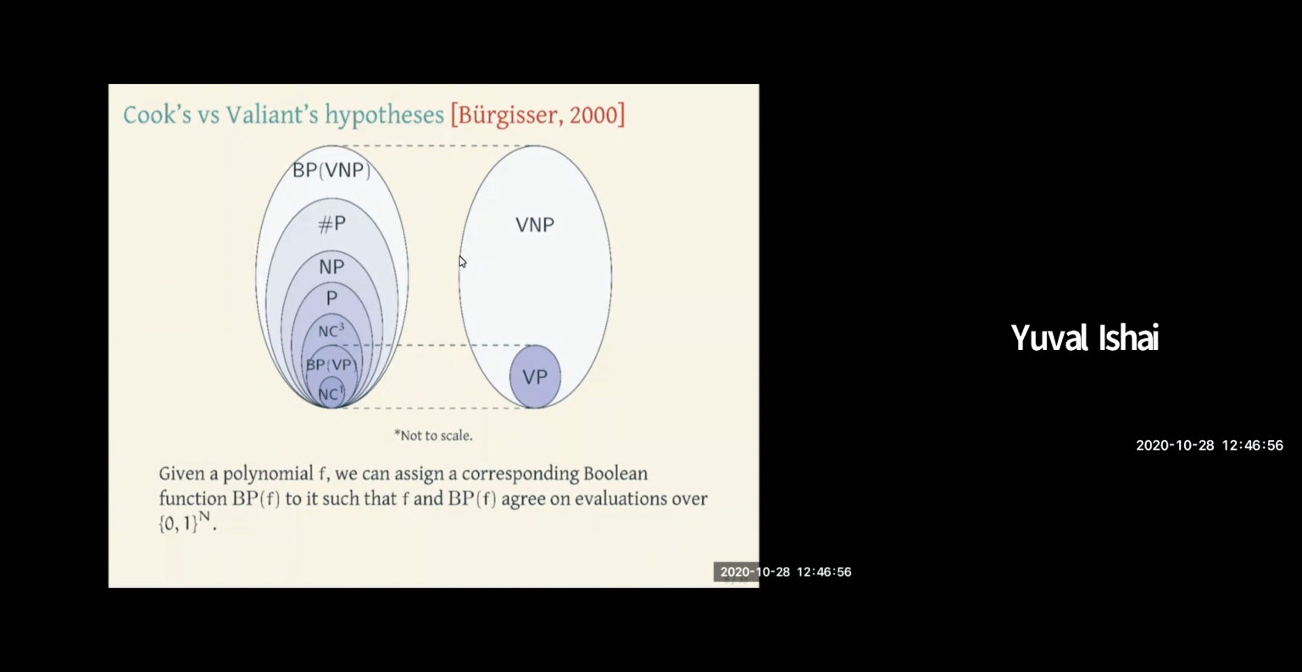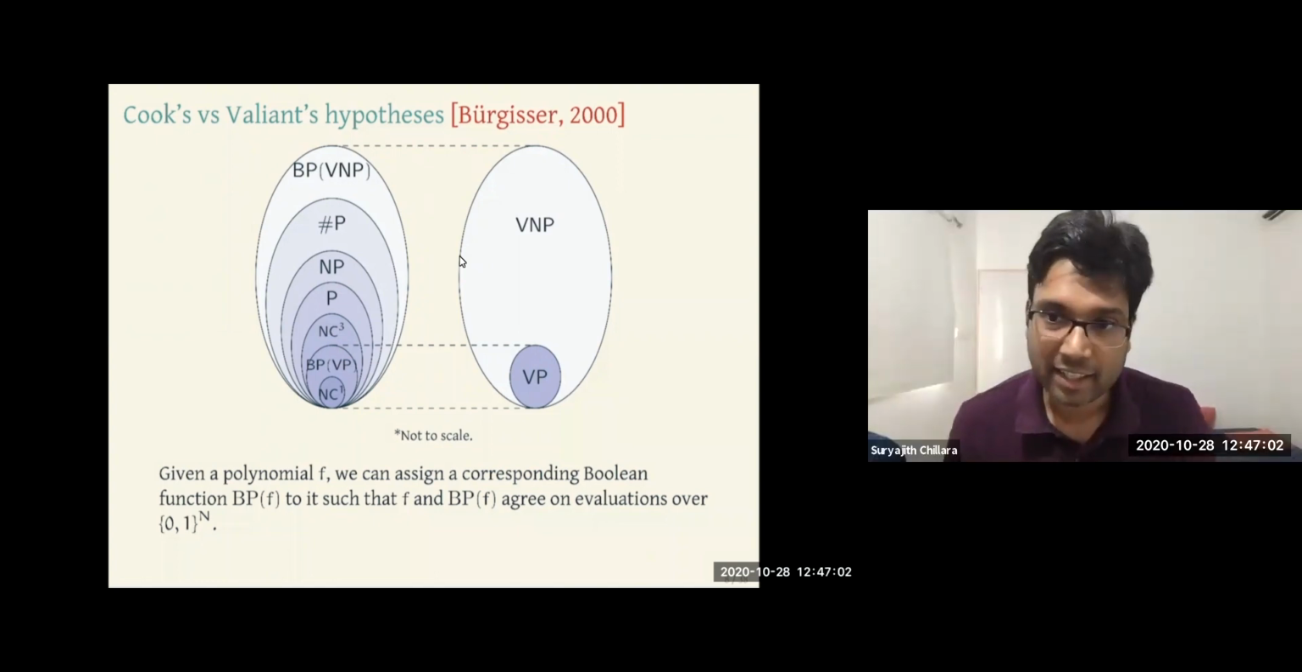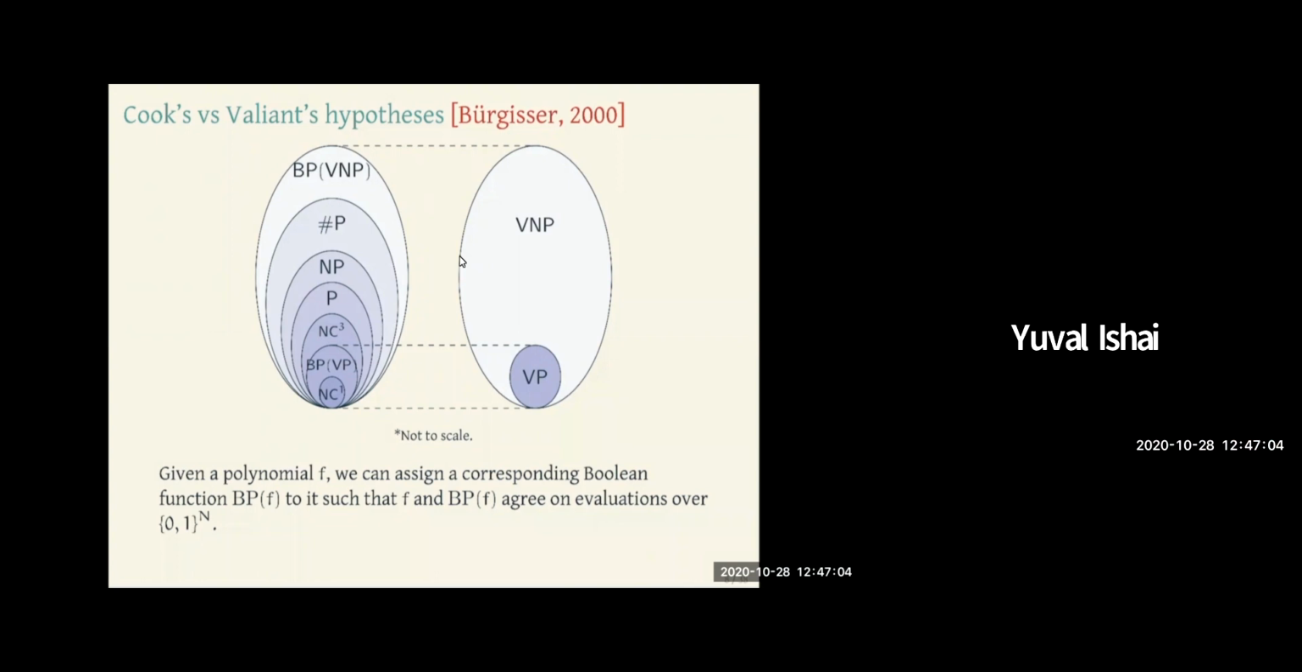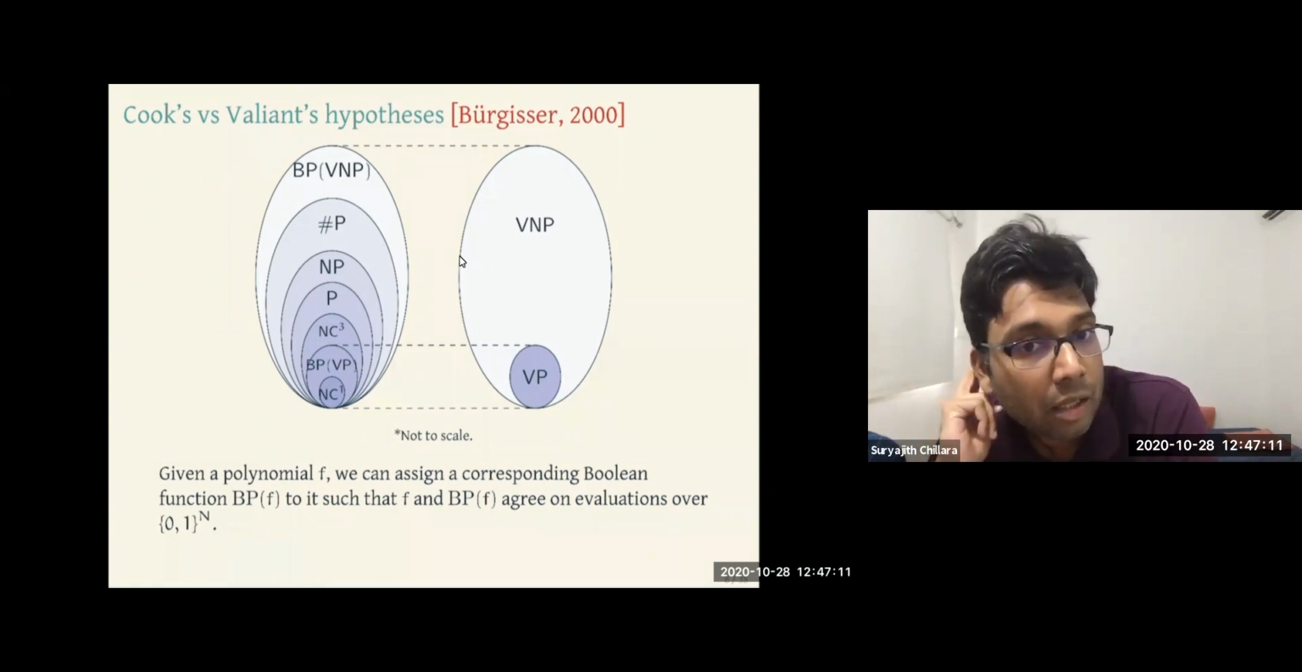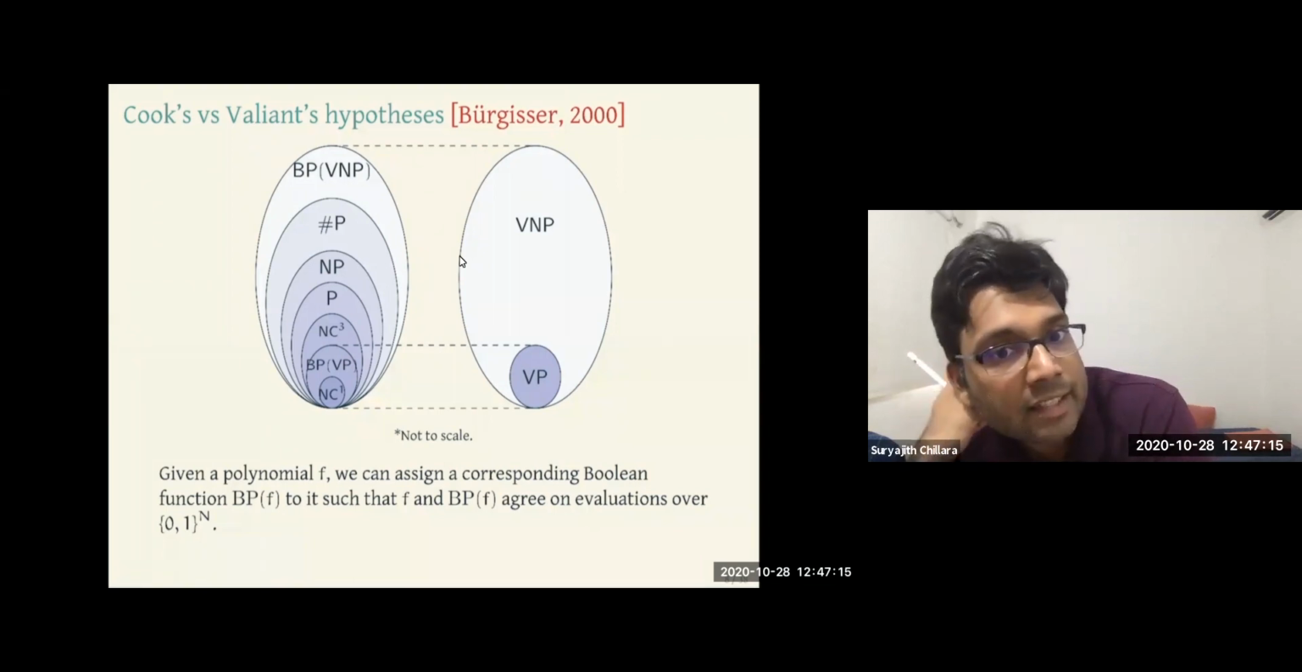Just a quick question, what is the relation with NC2? If the field size is polynomial, is it also in NC2, or what exactly? If the field size is constant, you can put it in NC2. If the field characteristic is not constant, then you can put it in NC3.